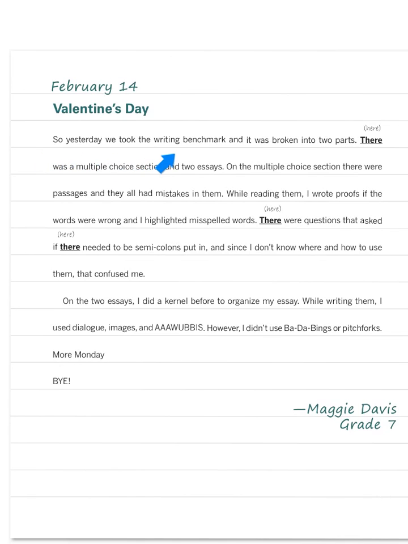So yesterday, we took the writing benchmark, and it was broken into 2 parts. There was a multiple choice section and 2 essays.